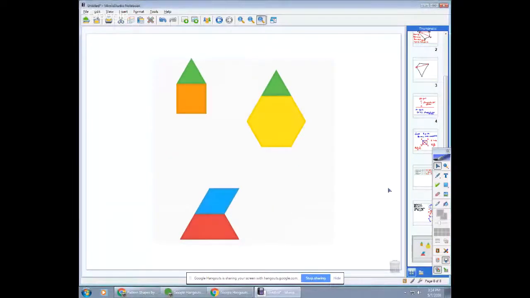One way is that if you can find a diagonal that's outside the figure, so for example, if I connect this vertex to that vertex, that diagonal is outside. If any diagonal is outside, it's called a concave figure.